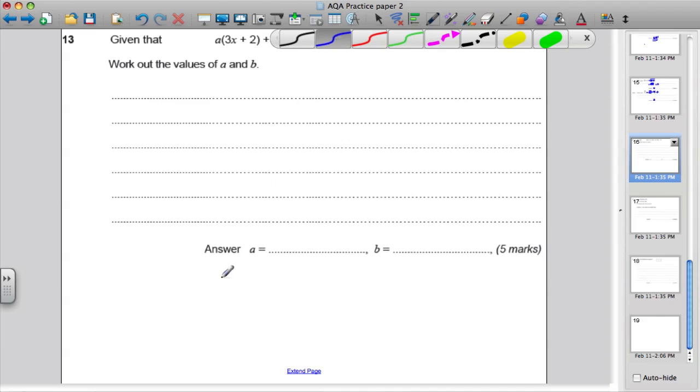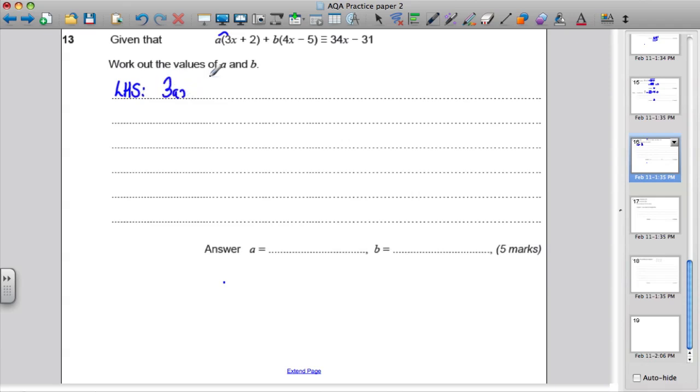Here's an identity question, because it's got 3 lines here, that means identical to. The way I said it's best to try and do these is to multiply out both sides and compare the coefficients of x and the number terms, and for them to be equal, make those coefficients the same. So multiplying out the left hand side first, I would get 3ax plus 2a plus 4bx minus 5b.